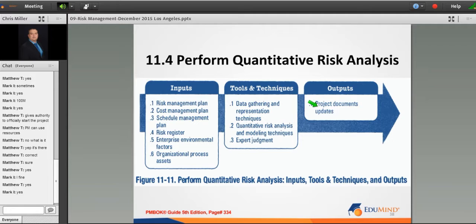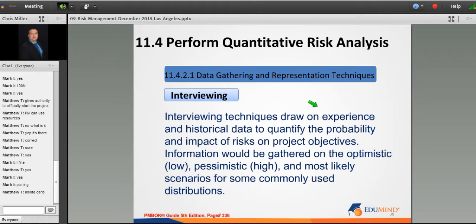Here I got a question for you guys. When you see or hear the word simulation, what should be triggered in your mind again? Simulation. You guys recall? There you go, Monte Carlo. Bingo, very good. Never have to calculate on an exam. All you need to know is if you see simulation, it should trigger Monte Carlo. Very good. Interviewing, we've seen over and over.